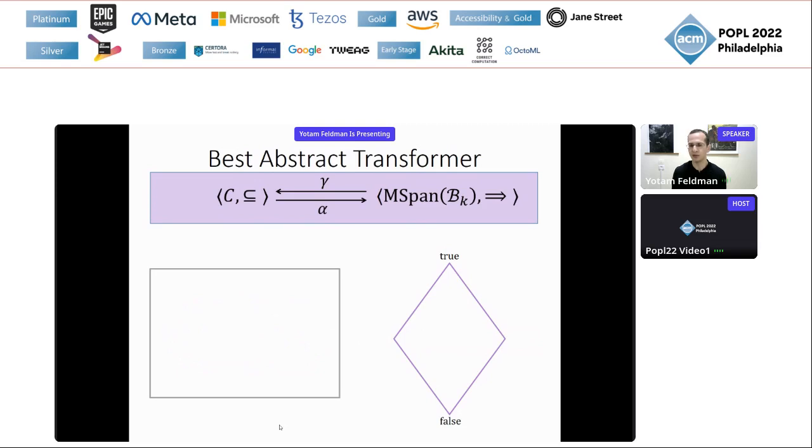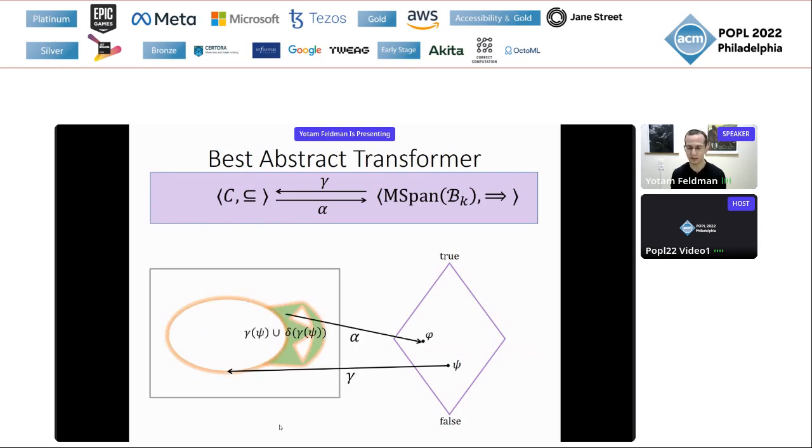Now we want to use the abstract domain to over-approximate steps of the transition system using the best abstract transformer. So we start from some abstract element, a formula in the domain. We take its concretization. We take the post-image of the concretization, take all of this together, and compute the abstraction. This gives us a new abstract element, a new formula in the domain. And this is actually the classical construction of a best abstract transformer in really any abstract domain.